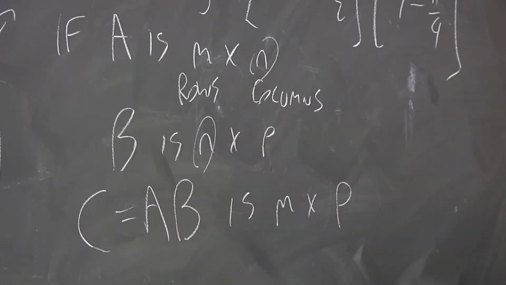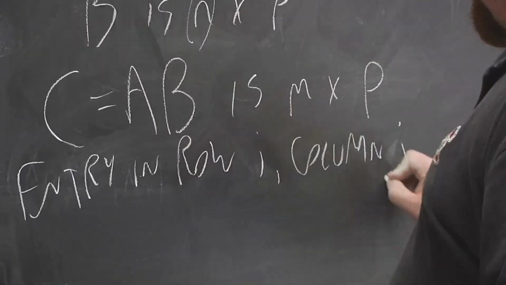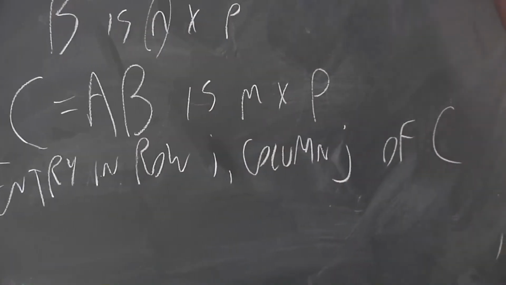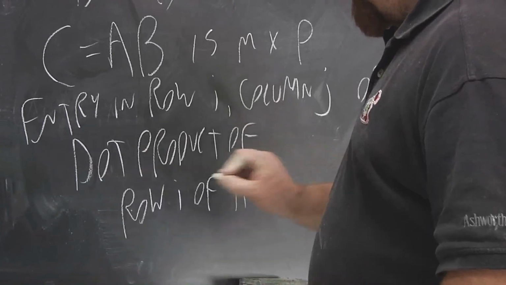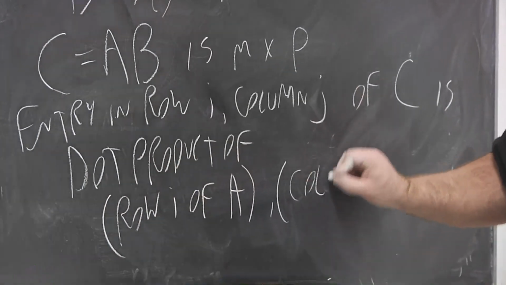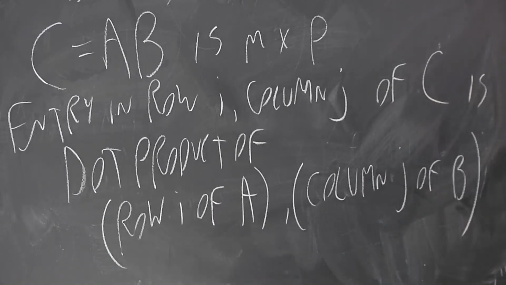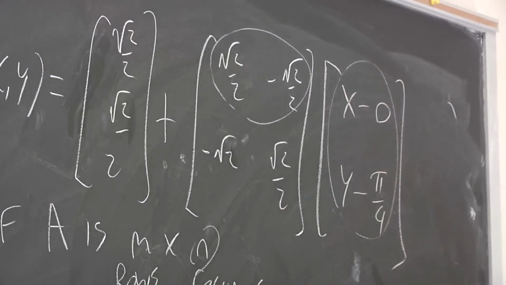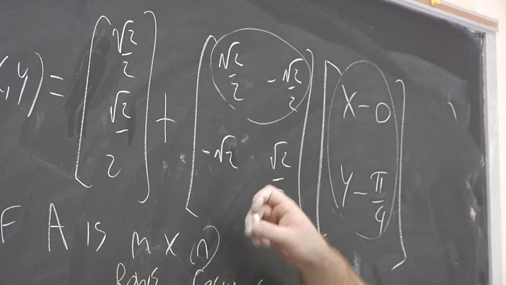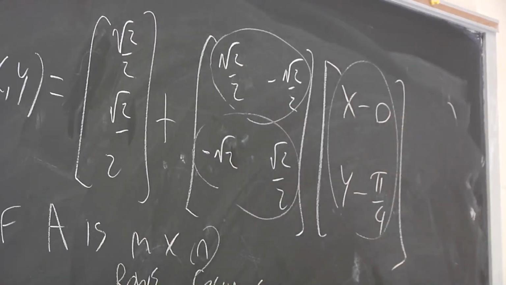And the way you compute that is the entry in row i, column j of C, and we'll step through this on this example in a second here, is the dot product of the ith row of A and the jth column of B. So that's how you carry it out. So what's going to happen is here we're going to take the dot product of this row with this column to get the first component. Then we're going to take the dot product of this row with this same column to get the second element. So let's carry that out.